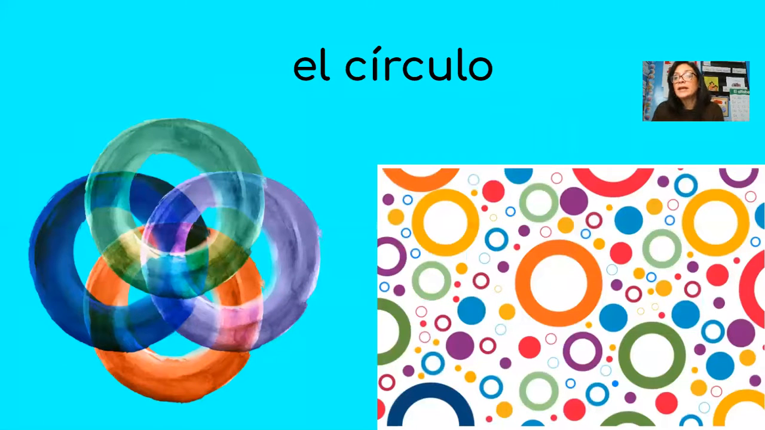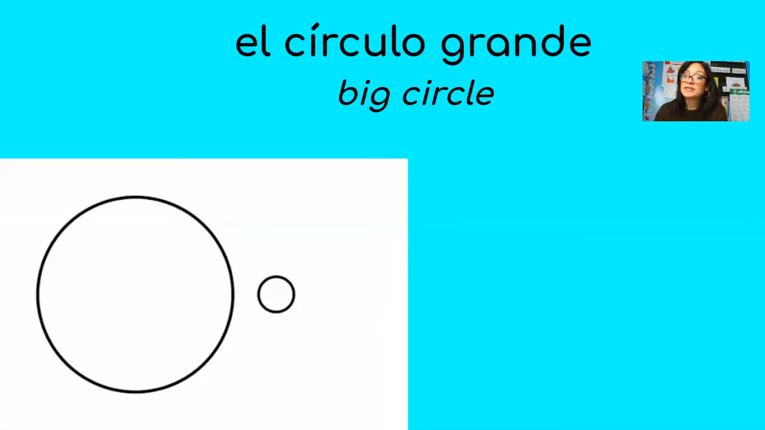The first shape, el círculo. Repite, el círculo. Remember, when the C is in front of an I, it's going to make a S sound. The second C is going to make the K sound because it's not in front of an I or an E. Círculo. Now, if I wanted to say big circle, el círculo grande. Repite, el círculo grande. Grande en español significa big.